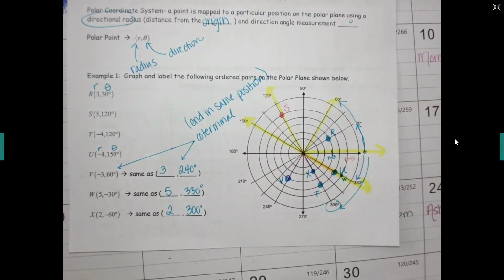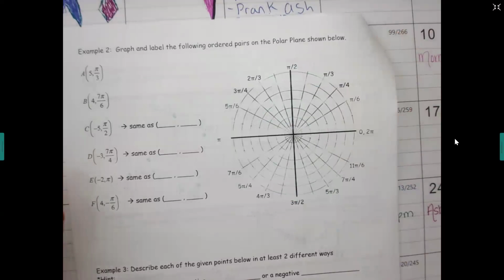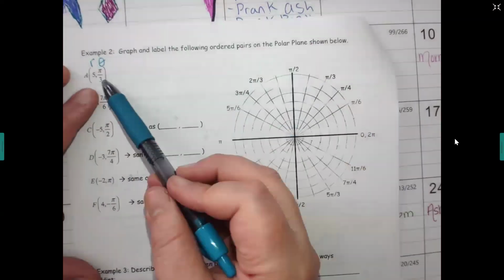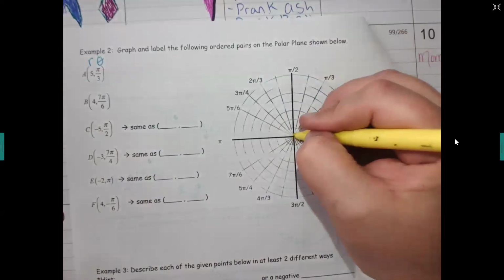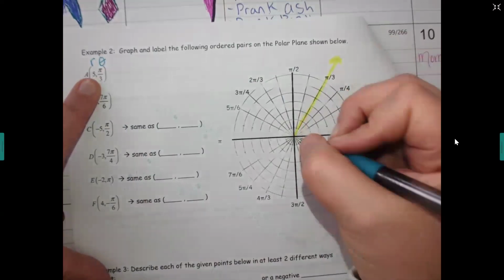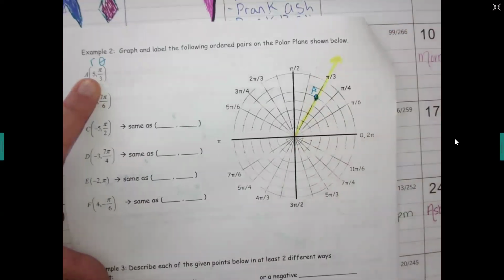All right, go ahead and turn the page. On the next page, we're going to basically do the same thing, but rather than measuring all of our angles in degrees, we're going to measure them in radians. You'll notice that your circle's almost the same, but rather than having degrees around the edge, you have radians. So if I want 5, pi thirds, remember it's the radius first, the theta second. Then I'm going to find the pi thirds angle. That's this one. And then I'm going to count out to the 5th ring. So it would be 1, 2, 3, 4, 5. That makes this point A.